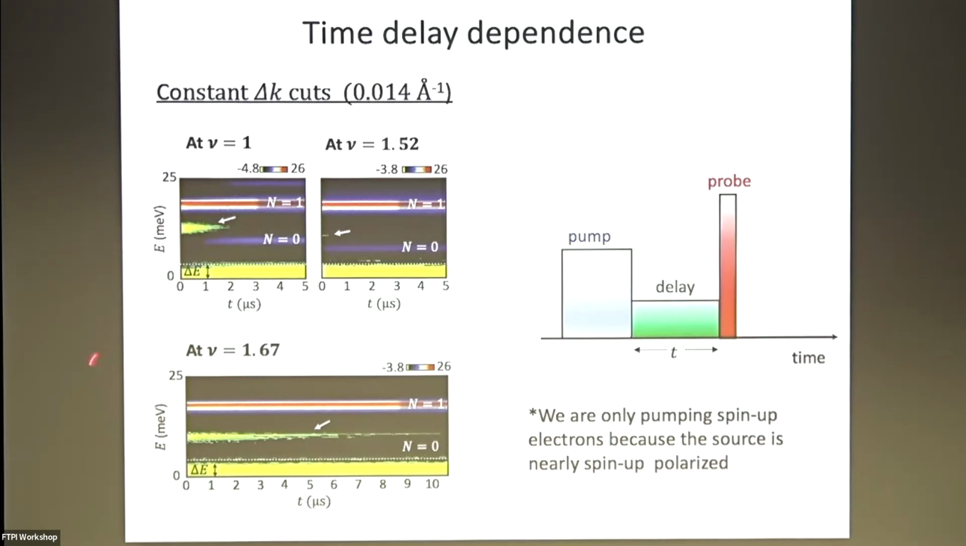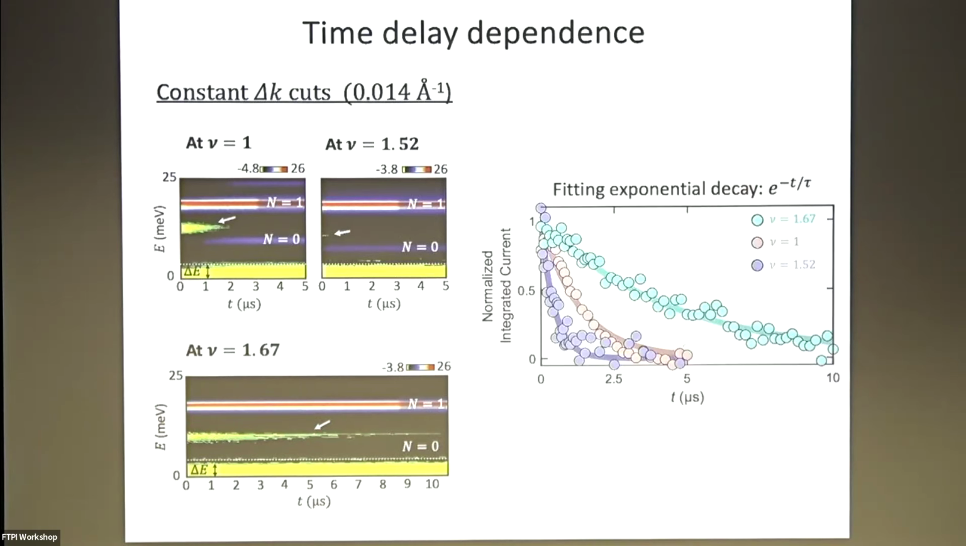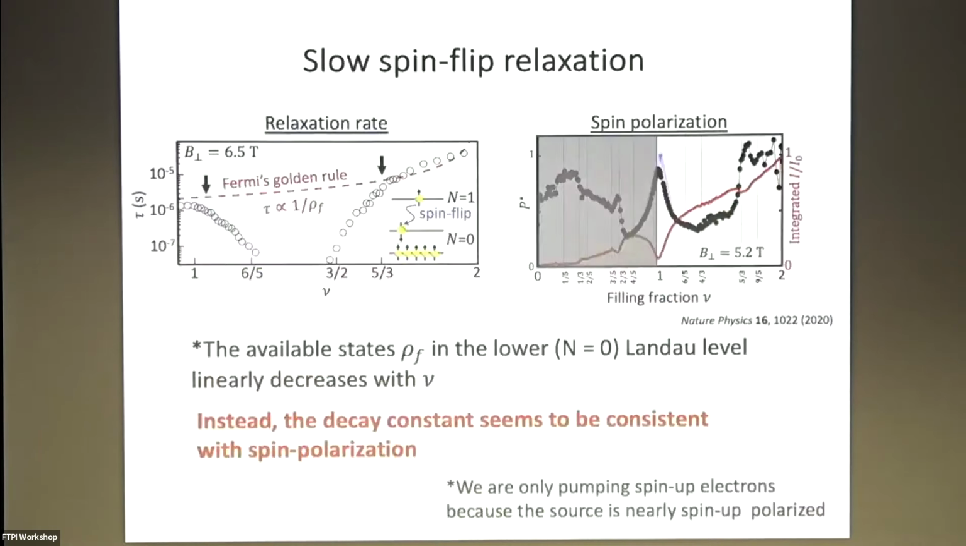Also, if you go to a higher filling factor, closer to filling factor 2, where we also believe the system to be as spin polarized as it can be, then the decays become very long, sort of 10 microseconds or so. And you can fit to these, and they are, in fact, decaying exponentials.